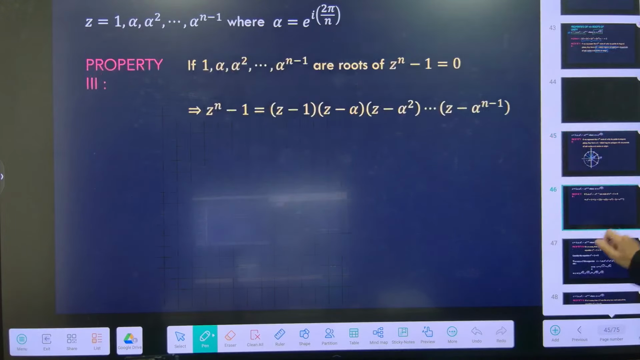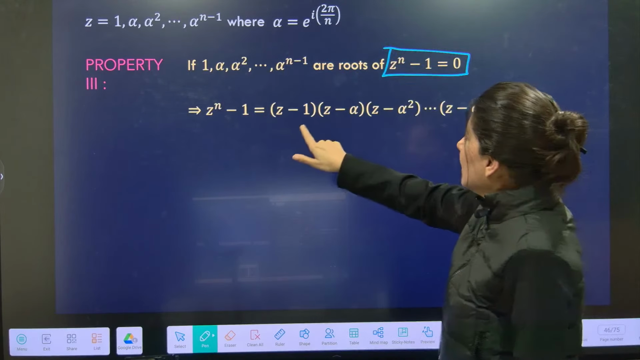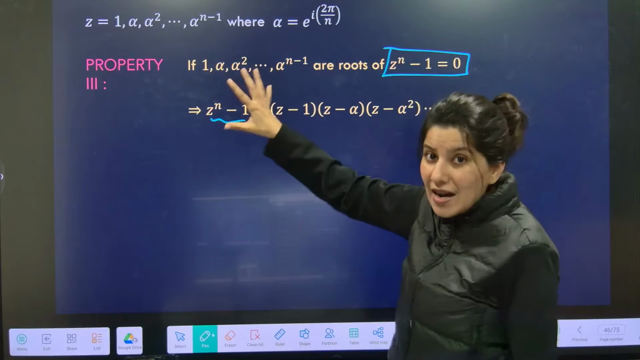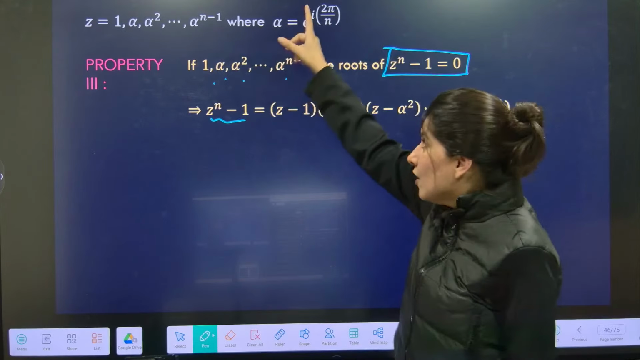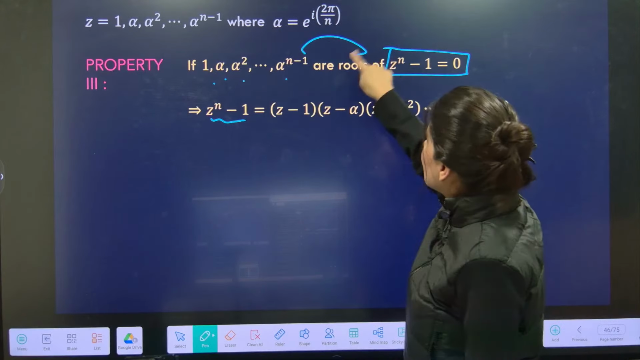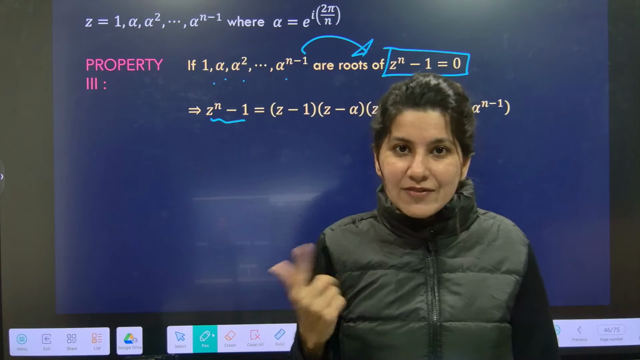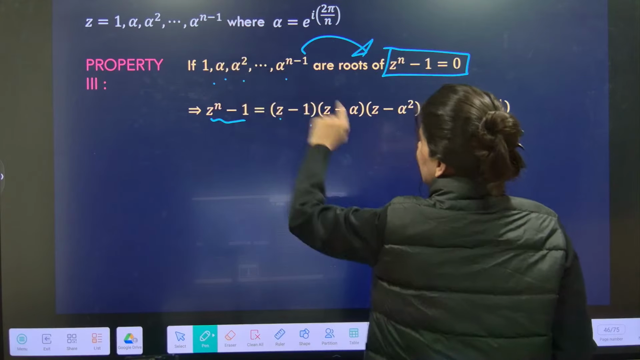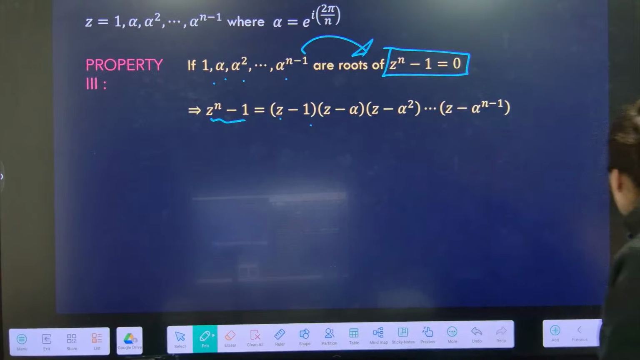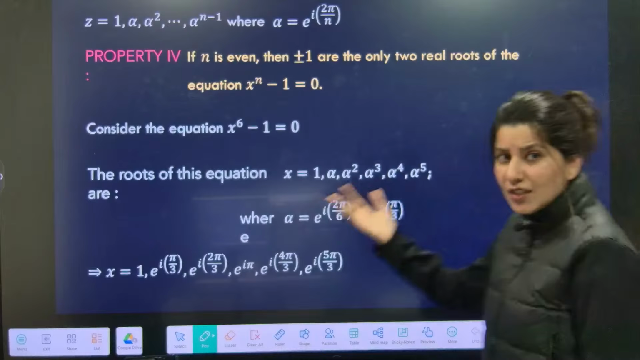Property number 3. Again, z power n minus 1 is equal to 0. If 1, alpha, alpha square, all the way up to alpha power n minus 1 are the roots of this equation, then simple: suppose alpha and beta are roots of any equation, it factors as (x minus alpha)(x minus beta). So z power n minus 1 has these roots, so it equals (z minus 1)(z minus alpha)(z minus alpha square) and all the way up to this. This is not very difficult, and quite intuitive.